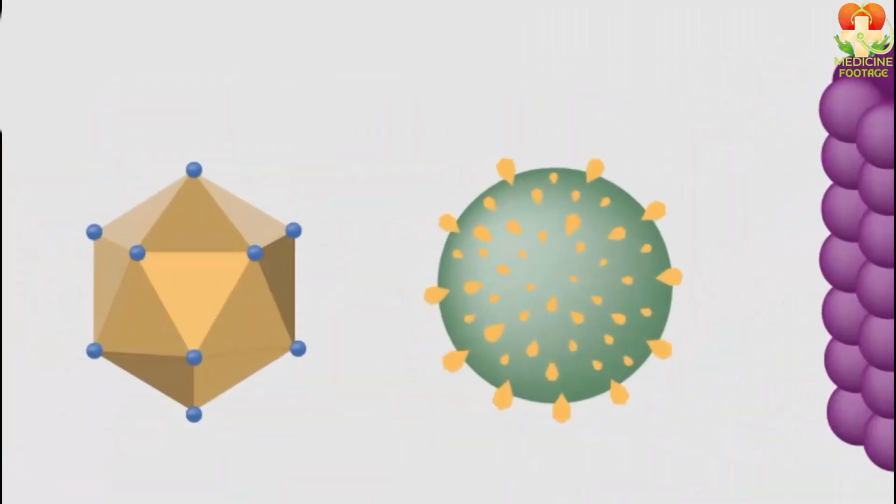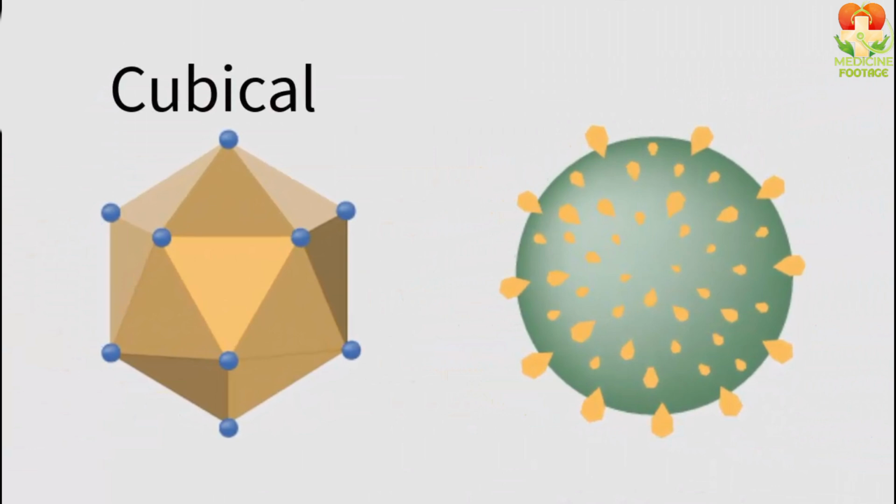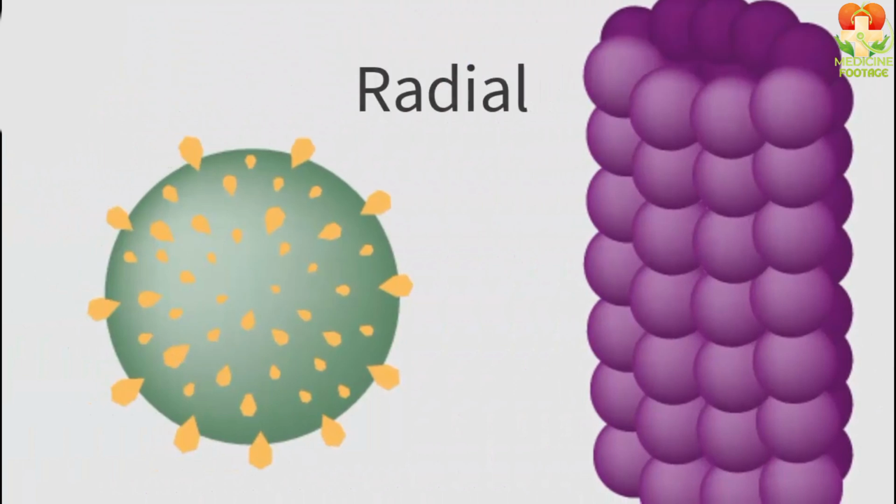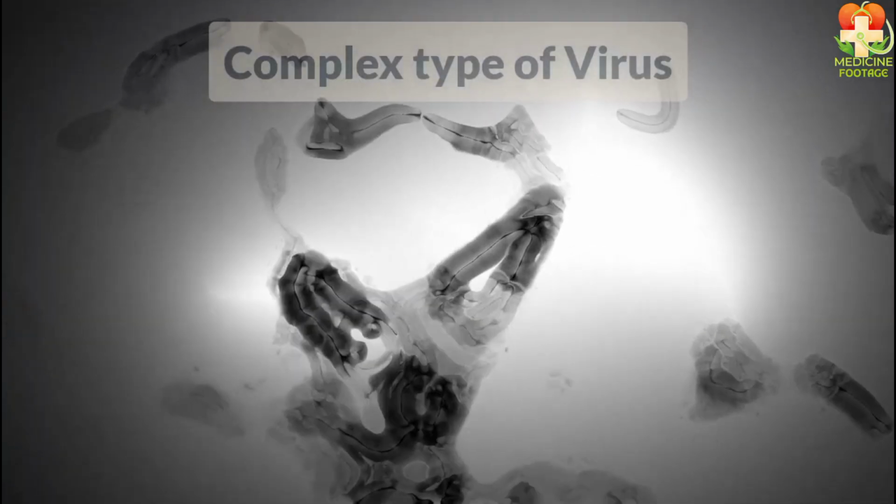The cubical-shaped virus has a cube-type shape. The rod-shaped virus has a rod-type shape. The third is the radial-shaped virus. It has a cone or disc-type shape. The fourth is complex. It does not have a specific shape. It is a very complex virus.